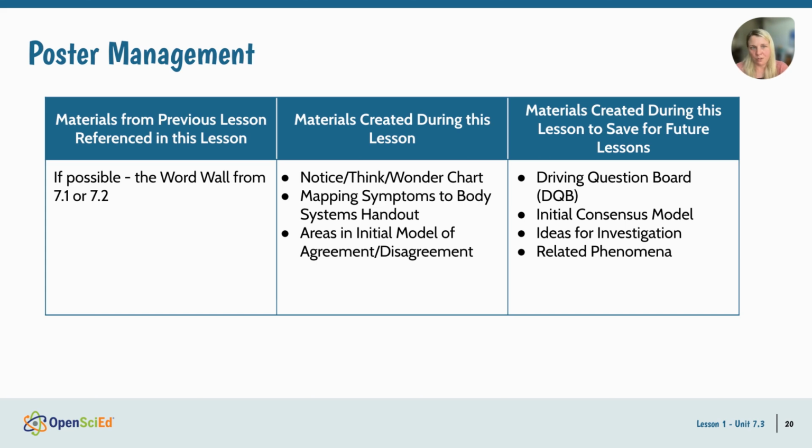Now, in terms of posters, if you have access to your word wall from 7.1 or 7.2, if you've done those two prior units, I suggest having those up still because a lot of that vocabulary gets revisited in this unit. Materials that are created during this lesson would be your Notice, Think, Wonder chart, the mapping of the symptoms to the body systems handout that the students filled out, and then your large posters that you created when you were identifying areas in the initial models where the students agreed or disagreed with each other.